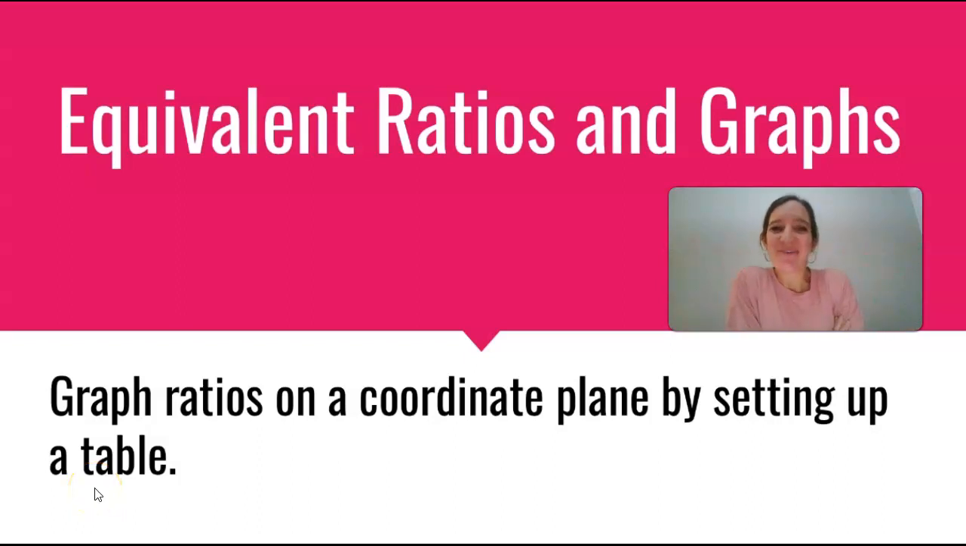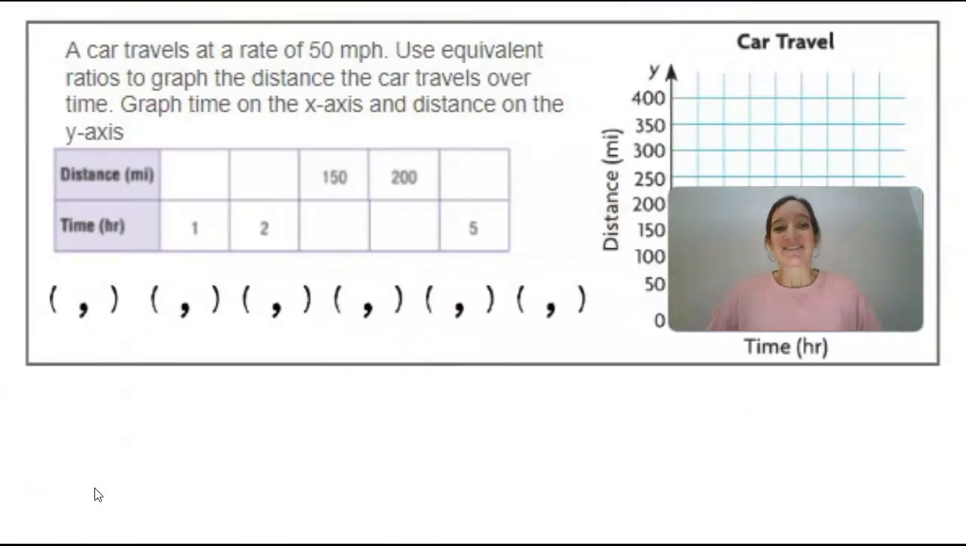Hey everyone, today we're going to take our equivalent ratios that we've been learning about and graph them. You're going to be able to set up a table and then use that table to create ordered pairs and then graph them. So let's get started.